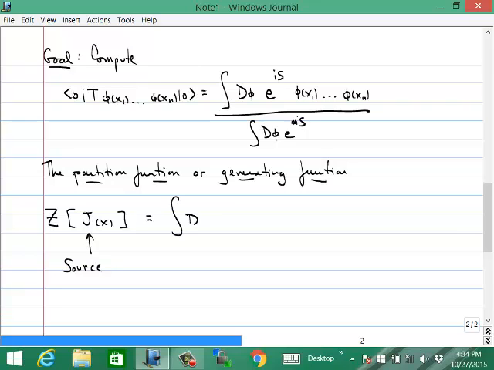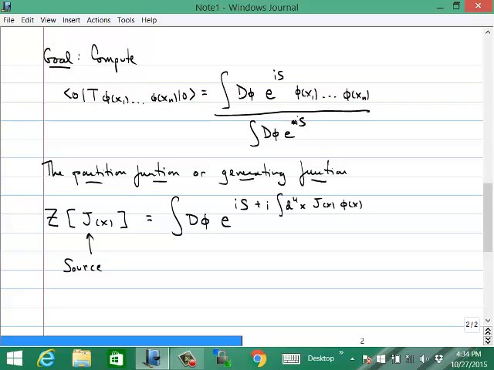It's defined as the integral over all field configurations of this usual measure factor that appears in the path integral, plus a source term that couples your field phi to that function J. So right now, this is just a definition. Okay? I haven't actually done anything yet.